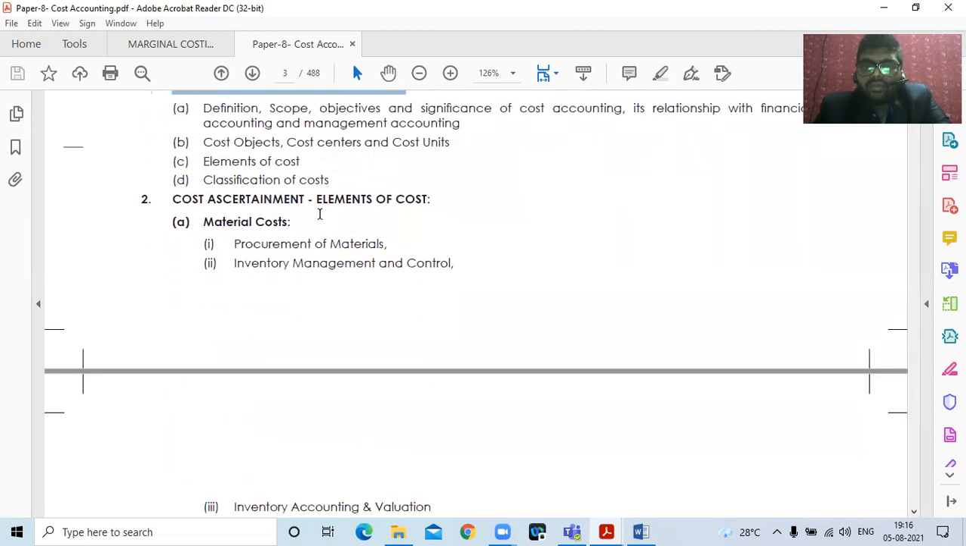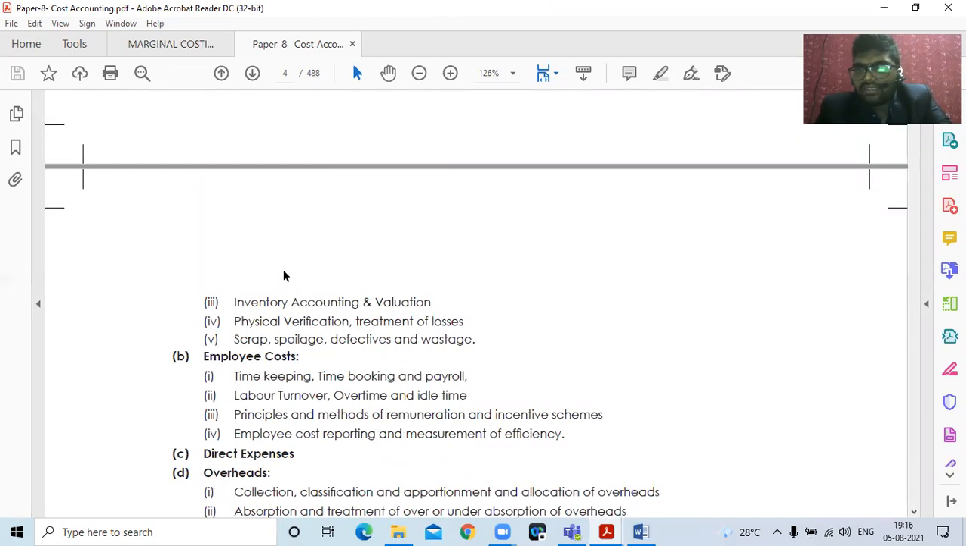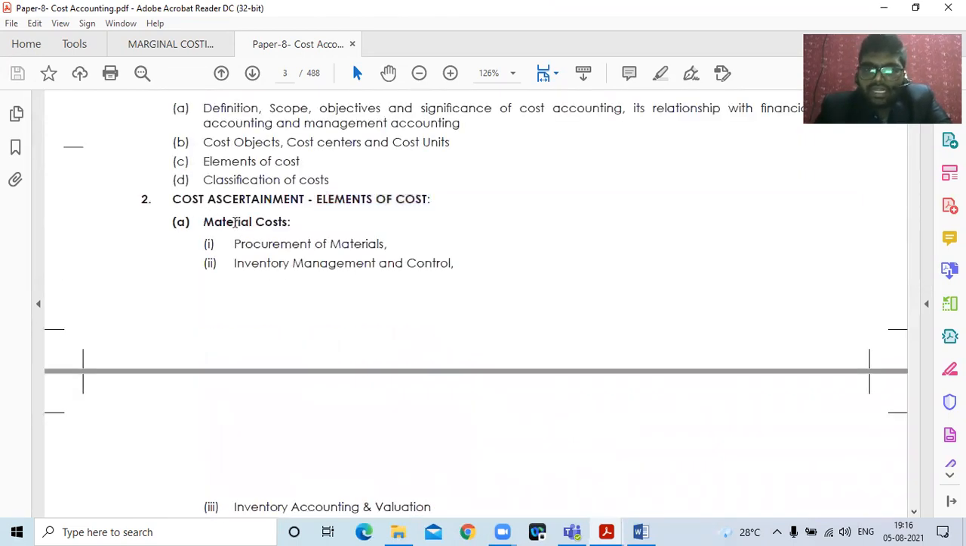Then in your second topic, which is your element of cost, we have three varieties of topics. Three, not, I can say four varieties of topics. First is your material cost. All expenses related to material we use over here, and we find a technique how much material stock we have to maintain, how much material we should purchase, what is the value of the materials held in stock. So that is all what we do over here. That is your material cost.